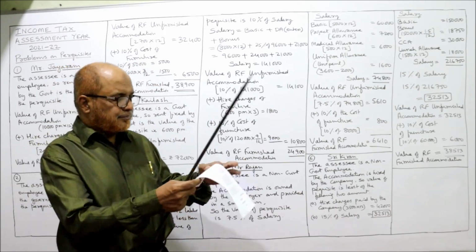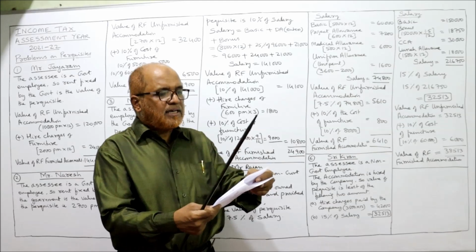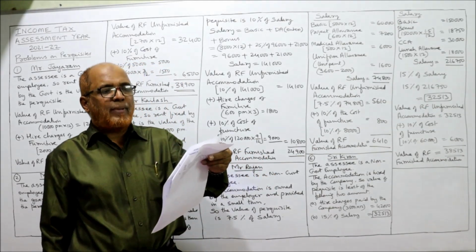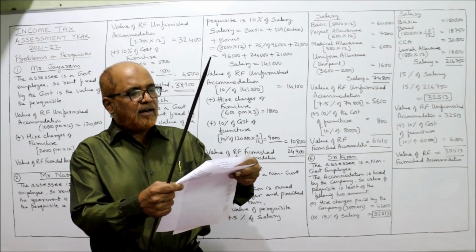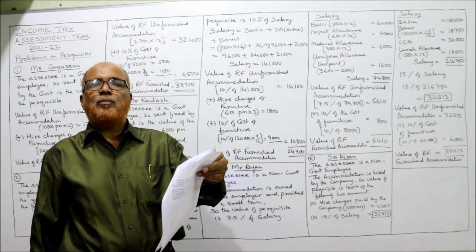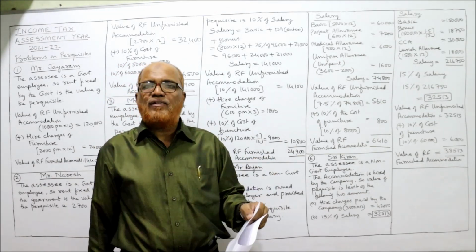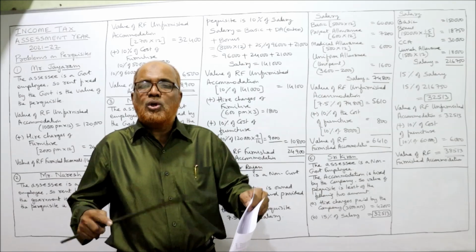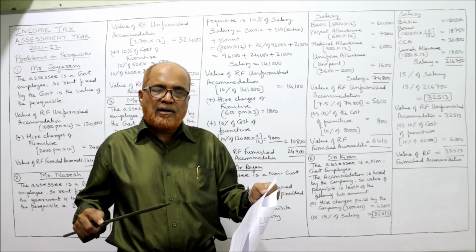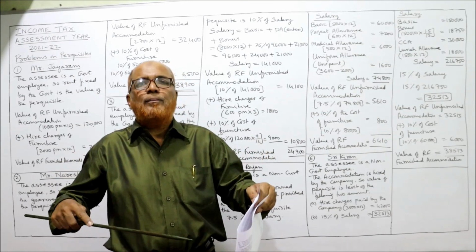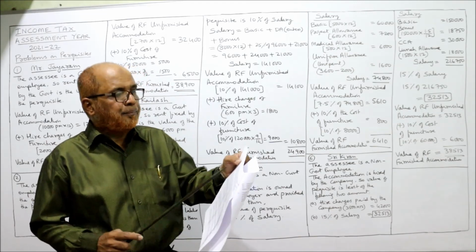Now, sixth problem. Problem number 6. Mr. Kiran is working with Amara Raja Batteries Limited. Again, non-government employee. He is posted in Rajahmundry. Population is 3.75 lakh. It is less than 10 lakh. So it's a small town. So if the accommodation is owned by the employer, then we should take 7.5% of salary.